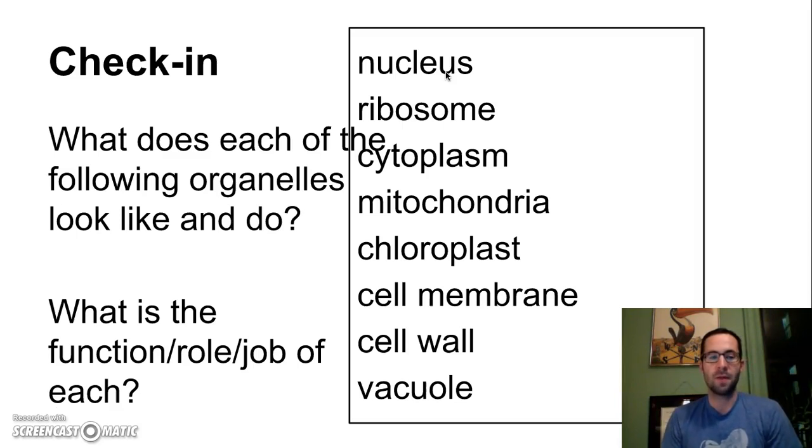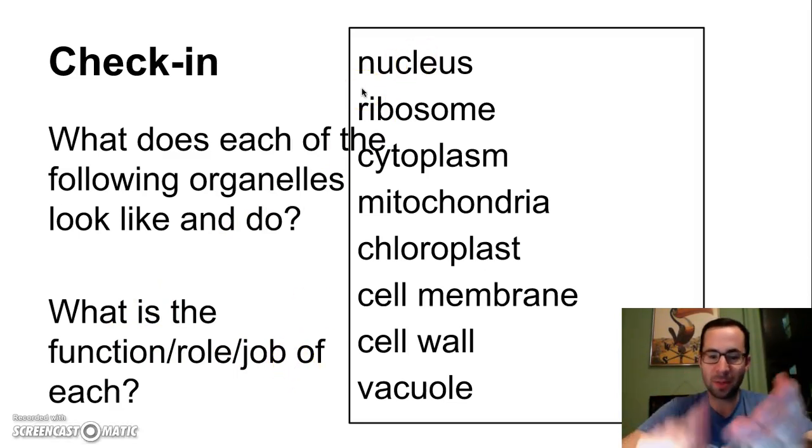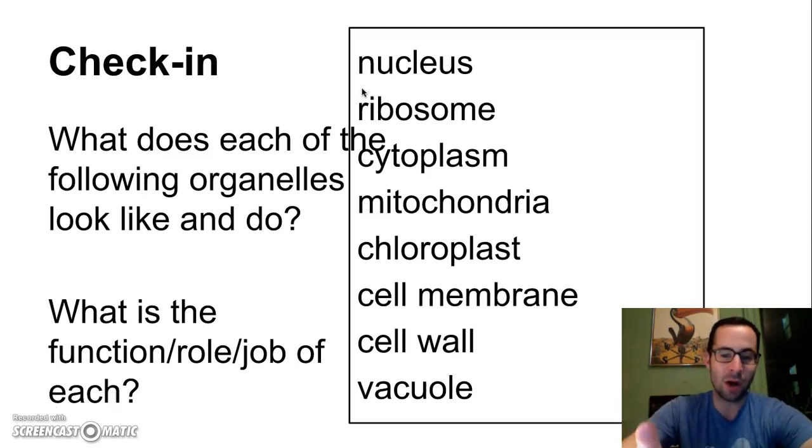All right? What else do you need to know? You need to know the function, role, and job of each one of those. So the nucleus, the ribosome, the cytoplasm, the mitochondrion, the chloroplast, cell membrane, cell wall. In fact, we need to be able to rattle them off and know what each one looks like, so you can label the diagram, and you need to know what each one does. It needs to be quick. I know that it's a lot, but I also know that you can do it. Maybe go back and watch this video again.